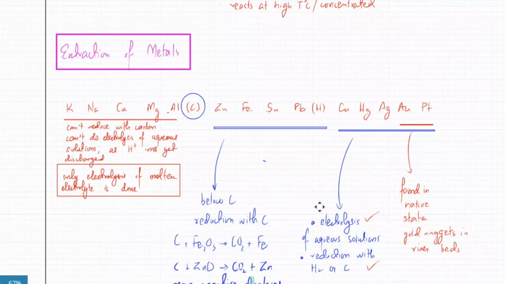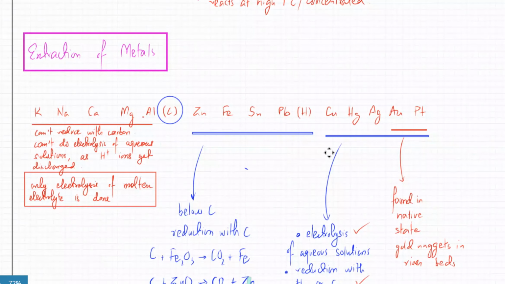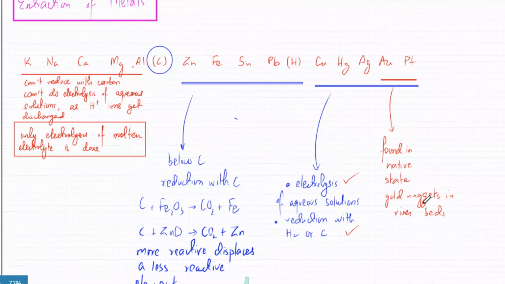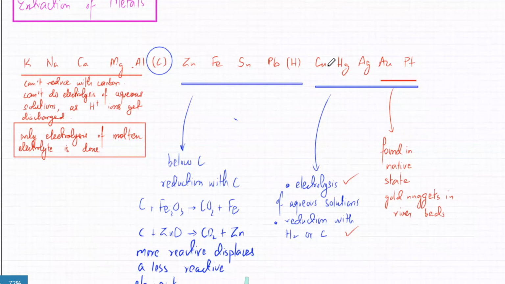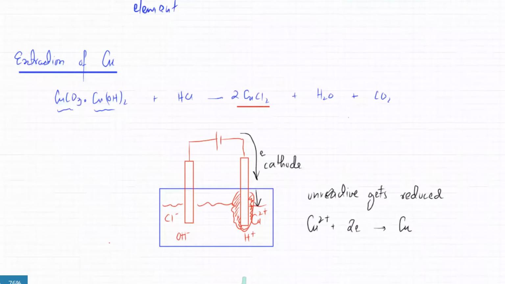So we were discussing the extraction of metals. And in that, I told you that you've got these unreactive metals which are found in the native state. You've got copper as well, which is kind of unreactive, so that is also a lot of times found in its native state, but you can do electrolysis of aqueous solutions. I think we did this over here.